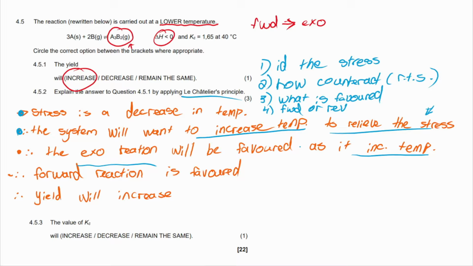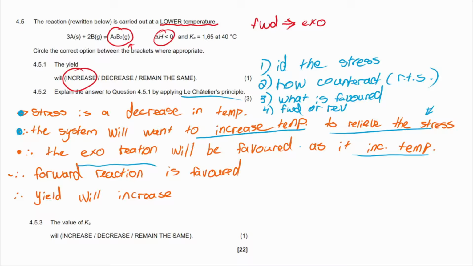And then we say, okay, what reaction will do that? The reaction that produces more gas molecules will increase the pressure. Then we could say therefore the forward or reverse, depending on the type of reaction. It doesn't matter in this one because they don't ask about pressure. And then we'd make a conclusion. So that's what I mean by what is favored.